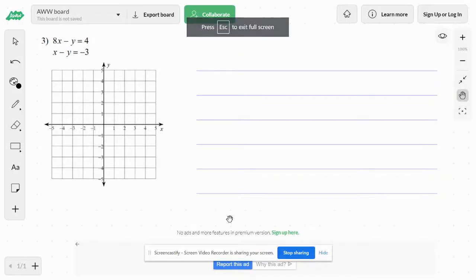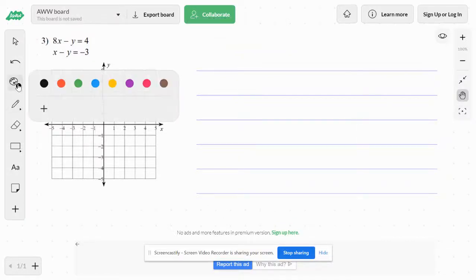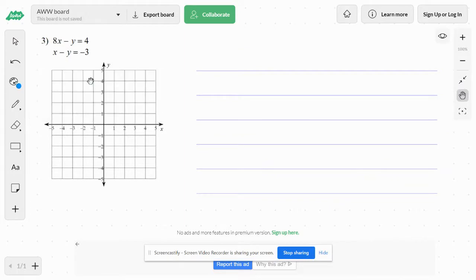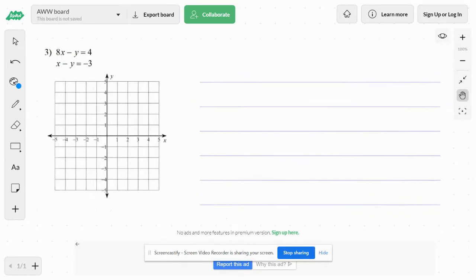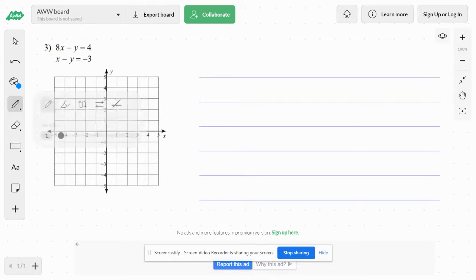All right, guys, example number 3. Pretty similar to the last one. Notice my equations are not in slope-intercept form again. So that's going to be my first step again. I'm going to take the one on top. Take my pen tool. 8x minus y equals 4.